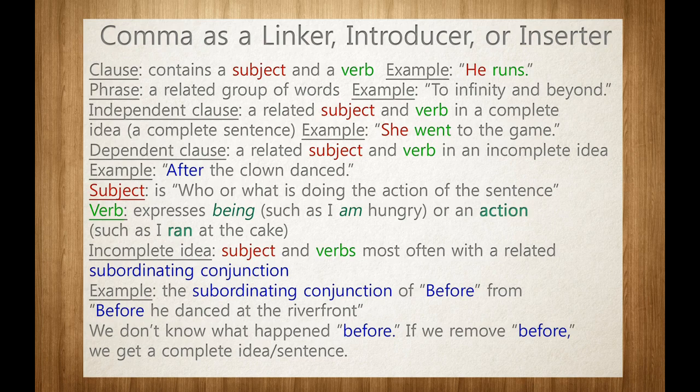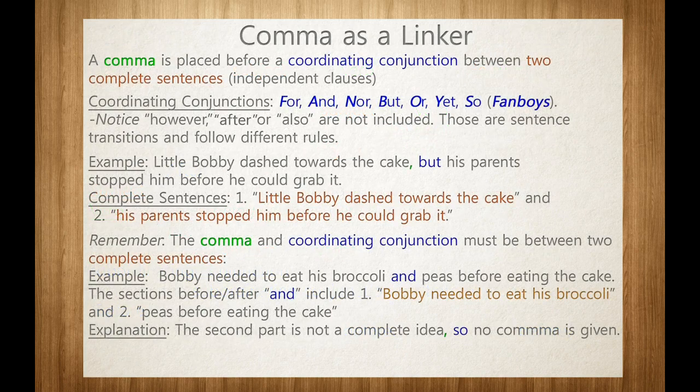Either way, we're going to be moving on to the comma as a linker since this lesson is all about the comma. The comma as a linker happens in a specific instance. First of all, it has to be between 2 complete sentences that are also known as independent clauses. Second of all, it has to be after a coordinating conjunction. The coordinating conjunctions include the following words: for, and, nor, but, or, yet, or so. This comma will help to combine the 2 complete sentences together.